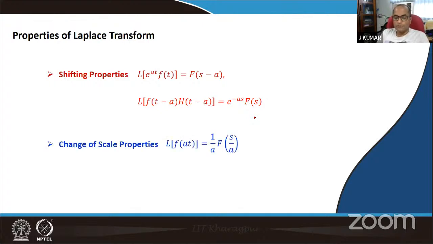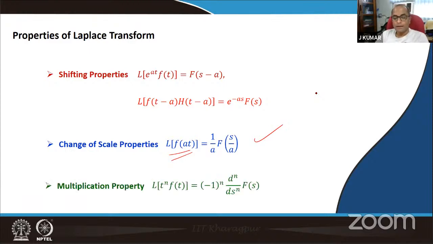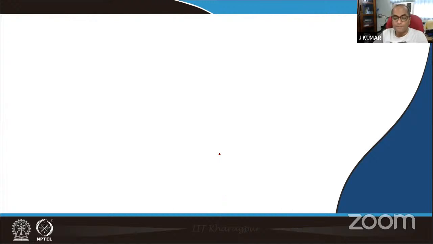Change of scale property: if we know that the Laplace transform of f(t) exists as F(s), then we can compute the Laplace transform of f(at) as (1 over a) F(s over a). And we have the multiplication property. The Laplace transform of t f(t), when n is 1, though we can work with n equal to 2, 3, and so on, is minus 1 times the derivative d over ds of F(s). Similarly, we can talk about n equal to 2, 3, and so on.